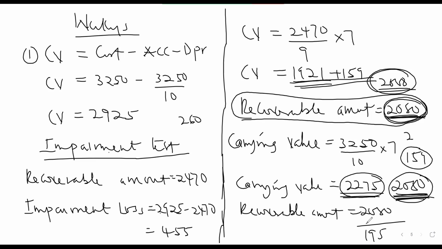I will show you why it is not 260. The impairment that we recognized is 455. If you subtract over here, that will give you 260. That particular 260 will be used for 9 years. We have used 2 years out of it already, so let's multiply by 7. Find the carrying value, assuming this particular portion was not impaired. If it was not impaired, depreciation should have been charged on it. Do the 260 over 9 times 7, and you'll be getting the 159.